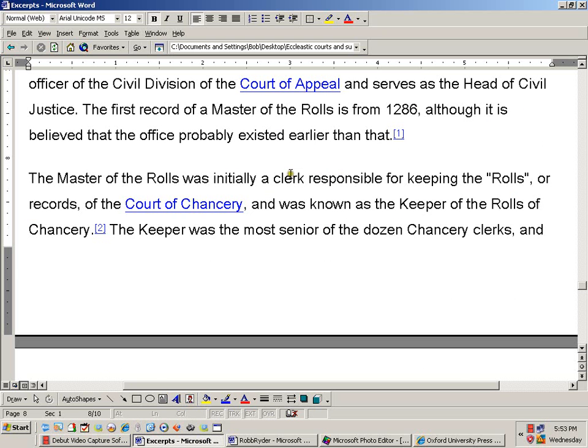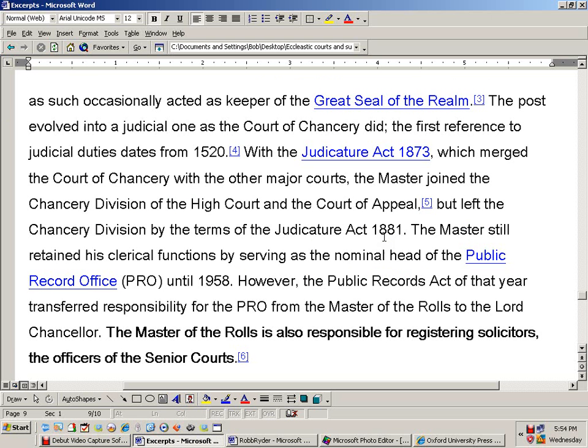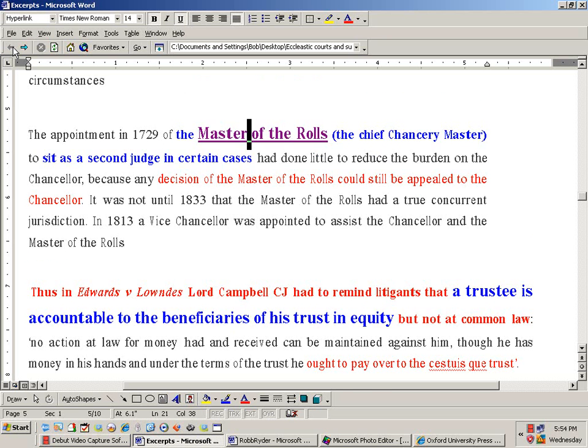Master of the Rolls was initially a clerk responsible for keeping the rolls, the records of the Court of Chancery, also known as Keeper of the Rolls of Chancery. The keeper was the most senior of the dozen chancery clerks, and as such occasionally acted as keeper of the Great Seal of the Realm. The post evolved into a judicial one, as the Court of Chancery did. The first reference to judicial duties, 1520. So there you go. The Master of the Rolls got some power. It exists today.